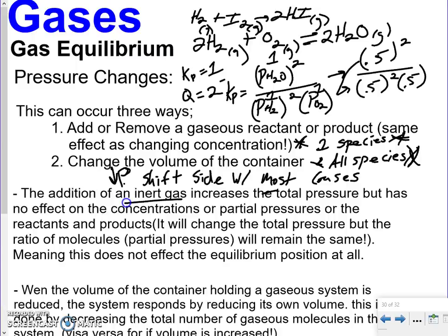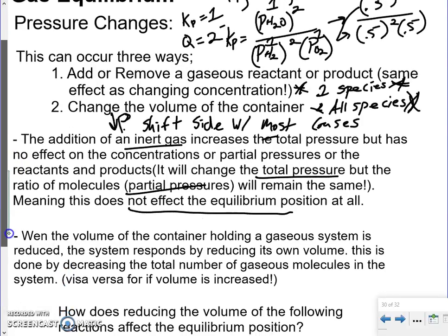Some of the other things we might see is adding an inert gas. Inert gas means it's not part of the reaction, therefore it's not actually reacting in any way, shape, or form. Well, what does this do? This is going to increase the total pressure of the system, but it actually doesn't affect our partial pressure. Remember, these are partial pressures in there. So it has no effect on equilibrium at all, so there will be no shift for that.